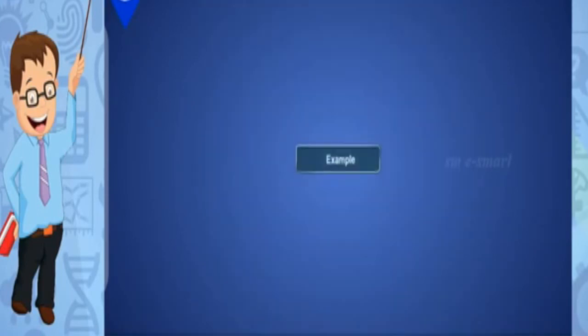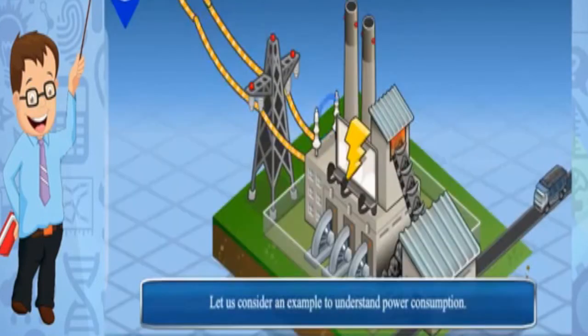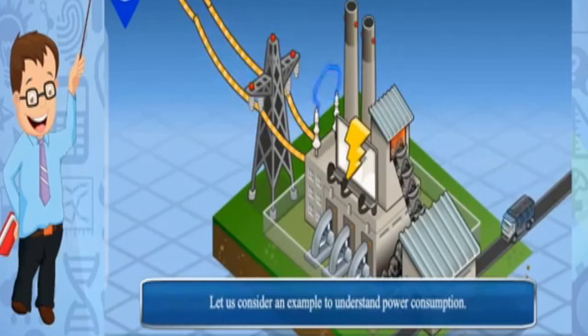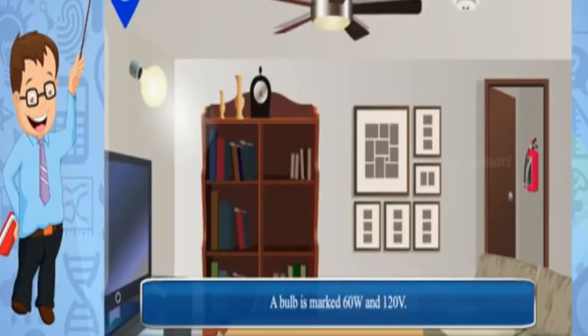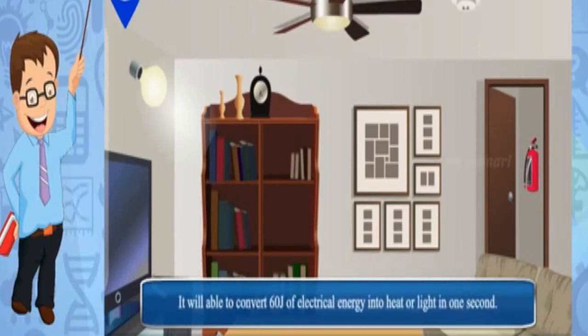Example. Let us consider an example to understand power consumption. A bulb is marked 60 watt and 120 volt. This means that if this bulb is connected to a 120 volt source, it will be able to convert 60 joules of electrical energy into heat or light in 1 second.